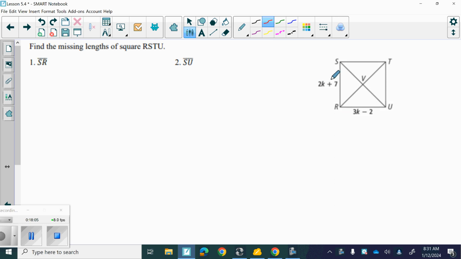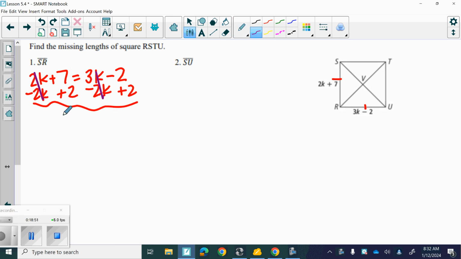Okay. Number one. So now we're on the square. I want to find SR. Set them equal, right? Because all your sides of a square are the same. So 2K plus 7 equals 3K minus 2. K should be 9. Subtract 2K and then add 2. So 9 equals K.